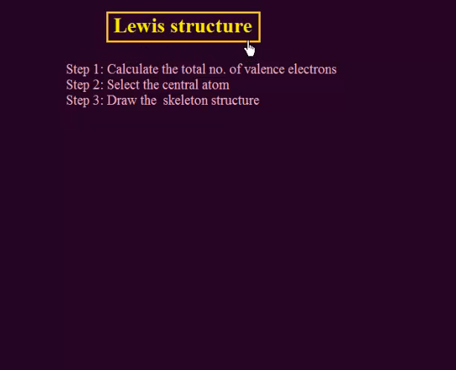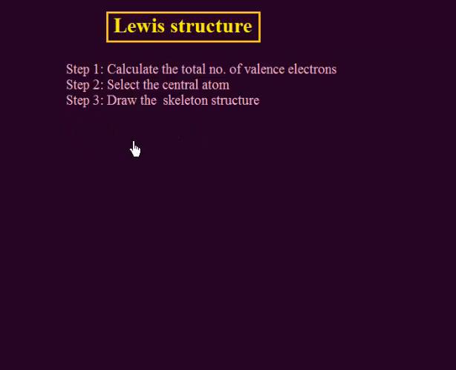Lewis structures. To draw the Lewis structures of a compound, we follow these steps. First step is to calculate the total number of valence electrons of atoms in a compound, second step is to select the central atom with lowest electronegativity, and the final step is to draw the skeleton structure in which we connect the remaining atoms to the central atom through a single bond in the compound.